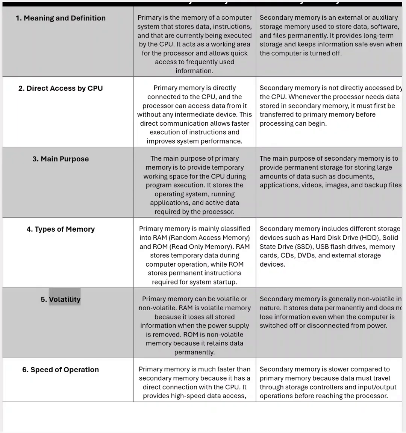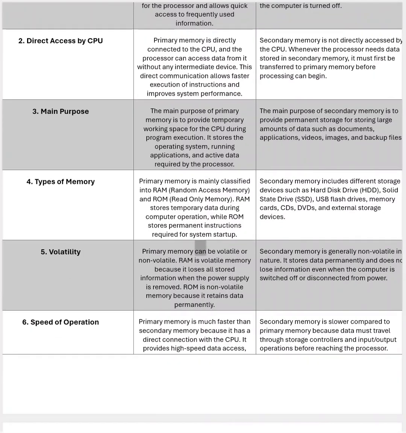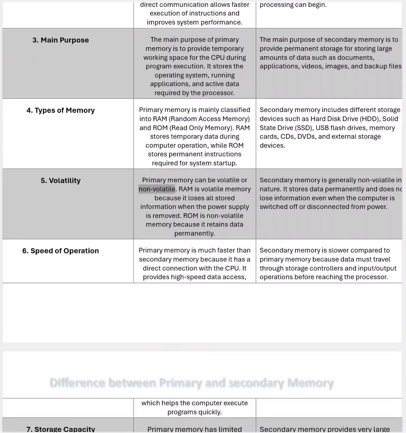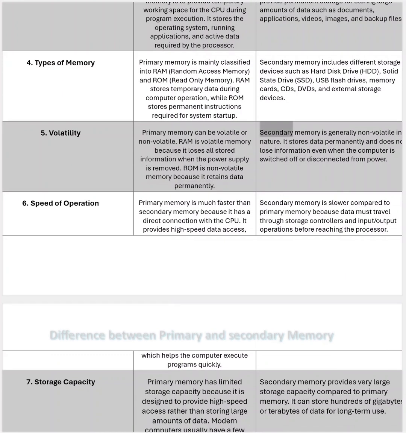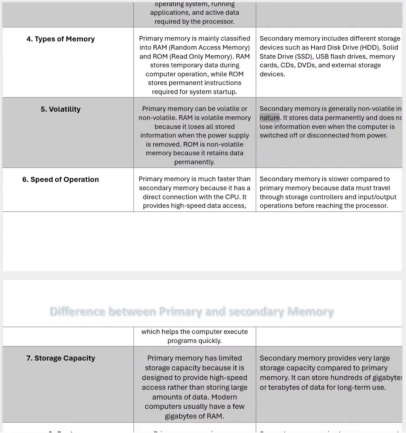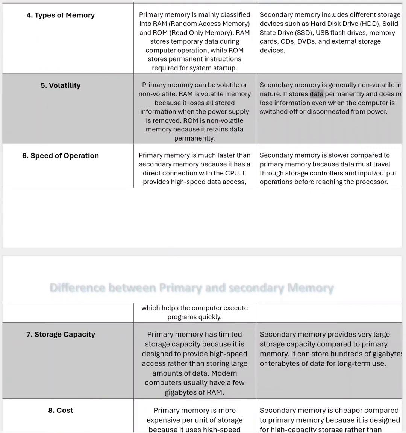5. Volatility. Primary memory can be volatile or non-volatile. RAM is volatile memory because it loses all stored information when the power supply is removed. ROM is non-volatile memory because it retains data permanently. Secondary memory is generally non-volatile in nature. It stores data permanently and does not lose information even when the computer is switched off or disconnected from power.